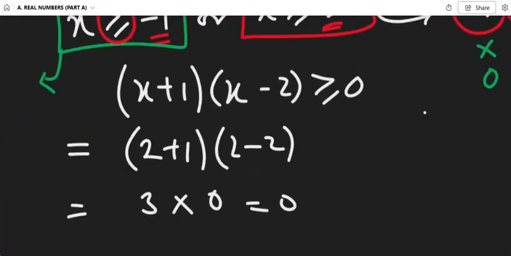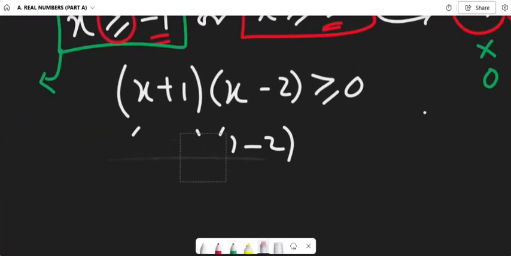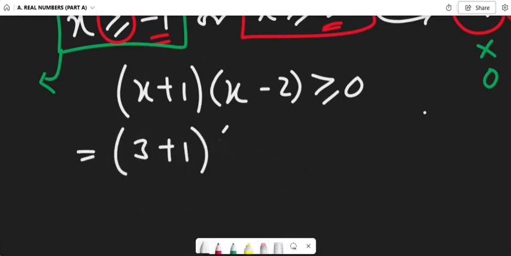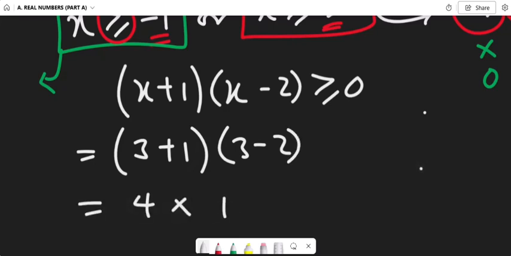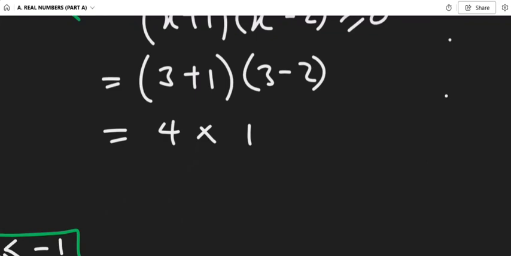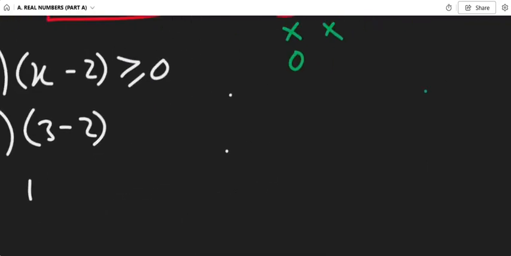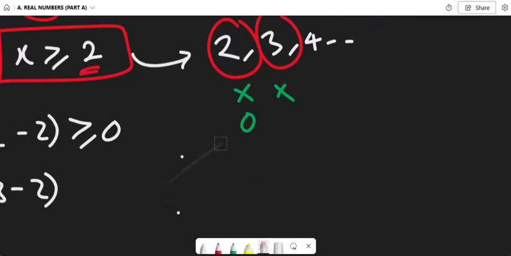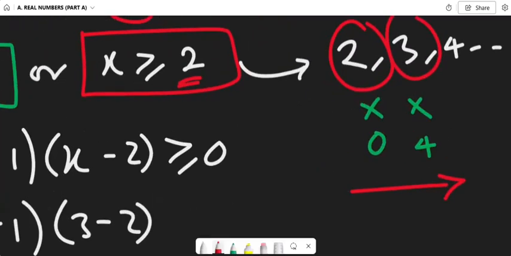So when we try to input 3 into the expression, what is it going to be? So when I try to input 3, I have (3 + 1), then (3 - 2). So 3 plus 1 is 4, multiplied by 3 minus 2, which is 1. I'm going to have my answer to be 4. So when I inputted the value of 3 into the expression, I have it as 4. So it's truly our number is increasing. So therefore, it means that the expression is right. That is, our x is greater than or equals to 2.